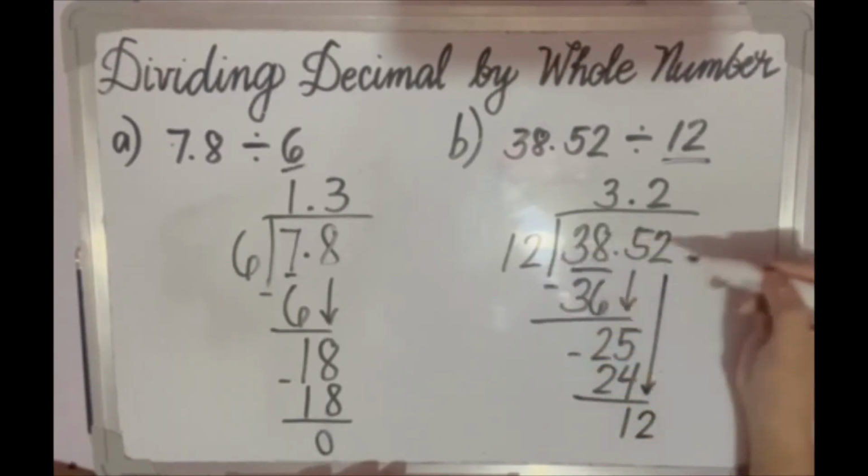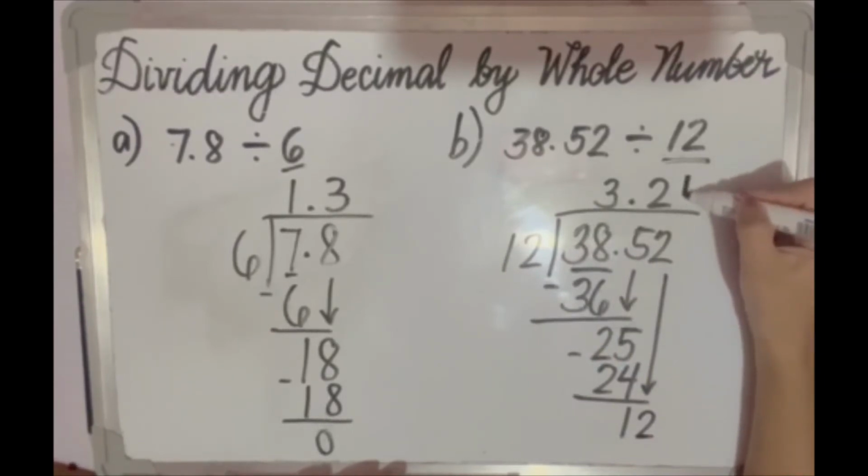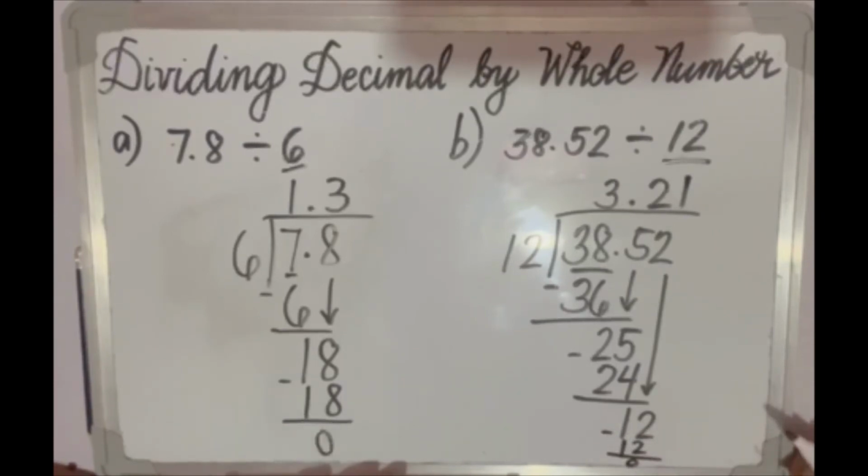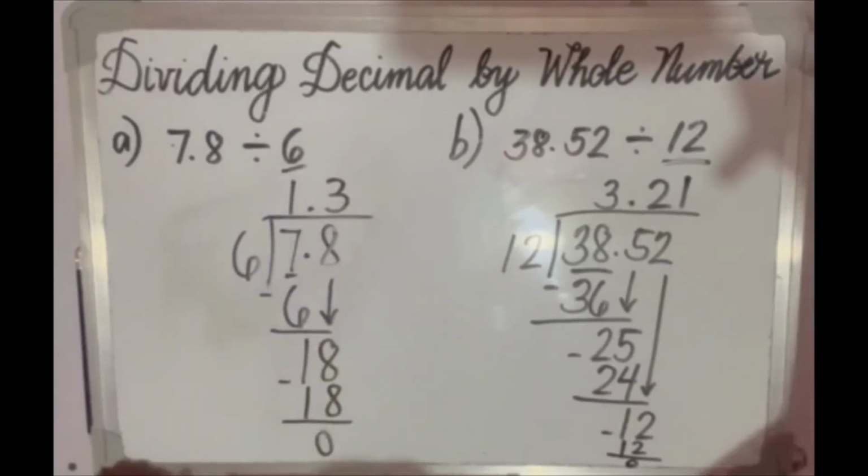We have 12 divided by 12 equals 1. 1 times 12 is 12. Subtract, we have 0. Get it?